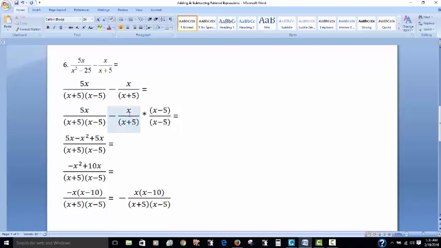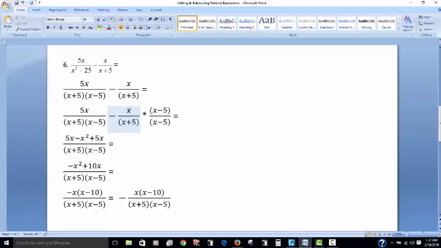So what I would do is multiply the second fraction by x minus 5 over x minus 5. Notice I don't need to multiply the first fraction by anything because it already has the denominator that we need. So now, when I multiply the second fraction by this x minus 5, x times x is x squared, and then x times negative 5 is negative 5x. But actually, we have this negative sign here.